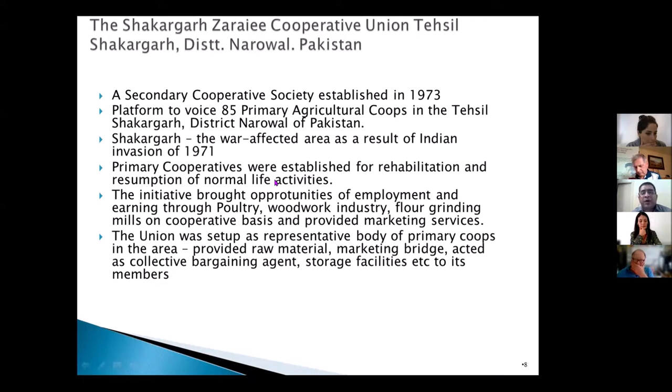This initiative brought opportunities of employment and earning through poultry, woodwork industry, flour grinding mills. These are the small scale industries on the cooperative basis, and also provided marketing services to the members. The union was set up as a representative body of the primary co-ops in the area. Its objectives were to provide raw material to the member societies, act as a marketing bridge, that is to market their products, and act as a collective bargaining agent for the member societies. Also, it provided storage facilities for the products of the member societies.